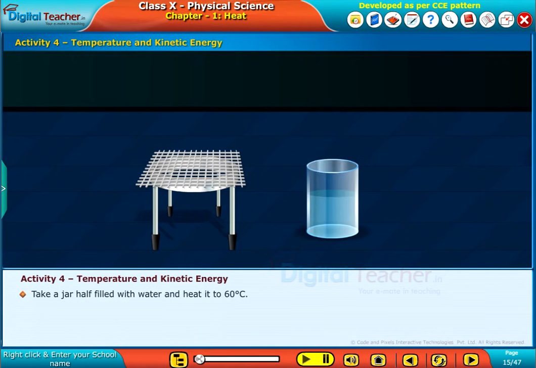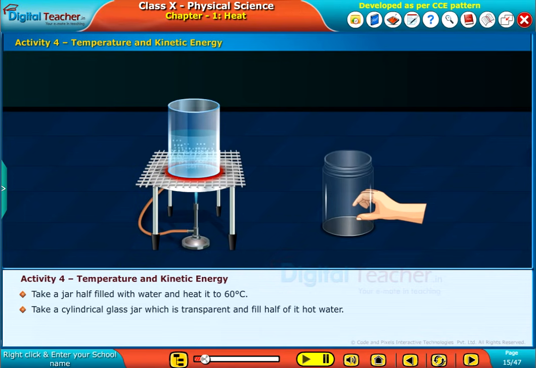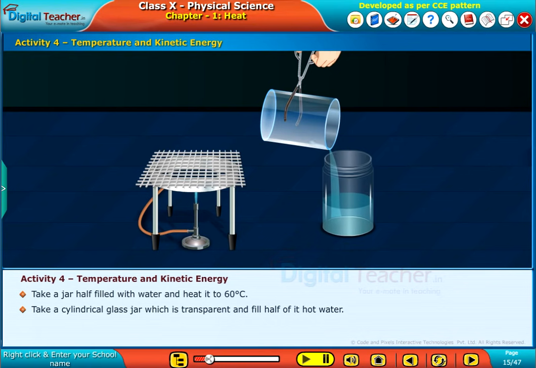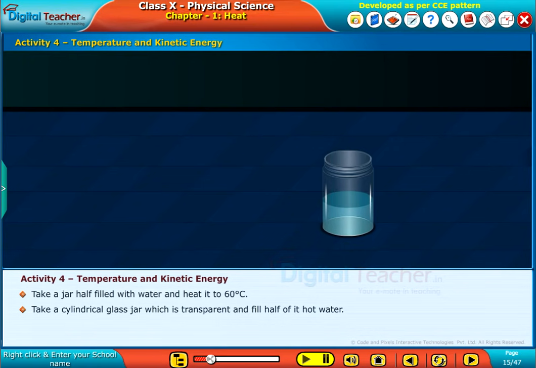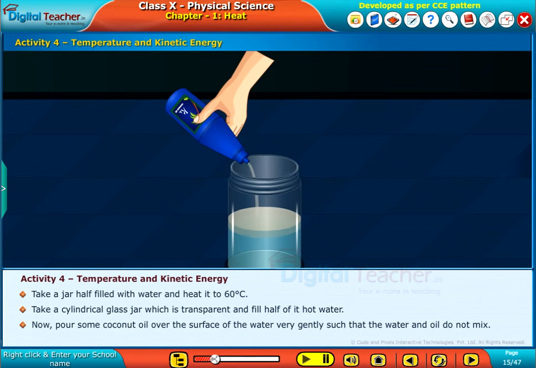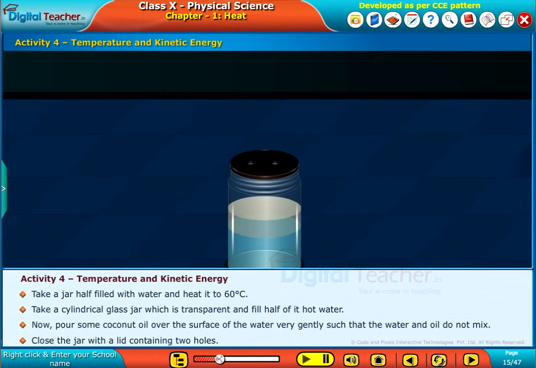Take a jar half filled with water and heat it to 60 degrees Celsius. Take a cylindrical glass jar which is transparent and fill half of it with hot water. Now pour some coconut oil over the surface of the water very gently, such that the water and oil do not mix. Close the jar with a lid containing two holes.